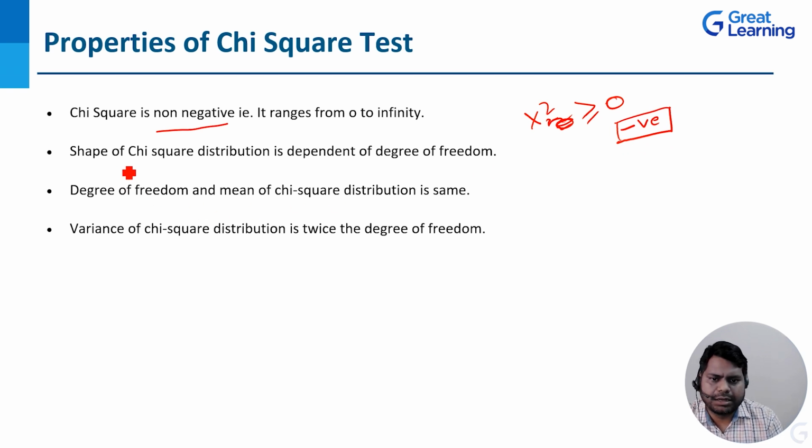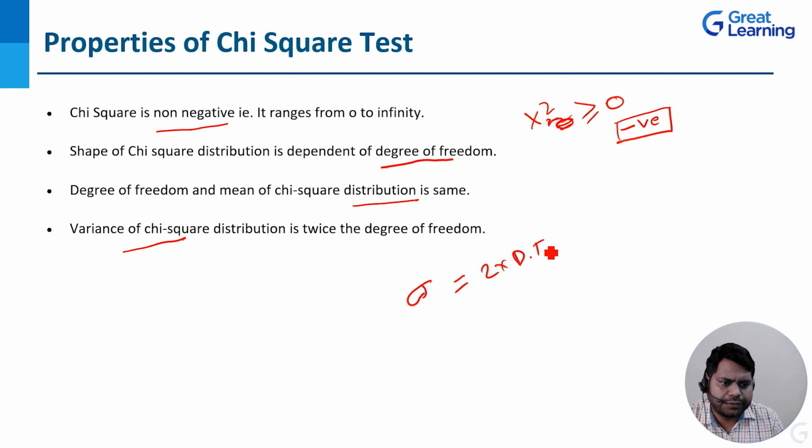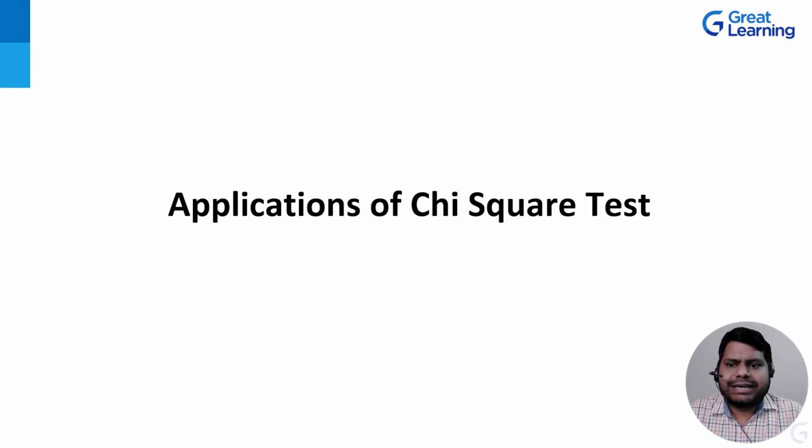The second property says that the shape of chi-square distribution is dependent on the degree of freedom. The third property says that the degree of freedom and the mean of chi-square distribution are the same. The fourth and last property is that variance of chi-square distribution is twice the degree of freedom. So variance is equal to 2 times degree of freedom. Now let's try and understand what the applications of chi-square test are.